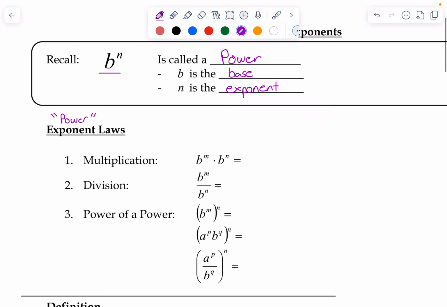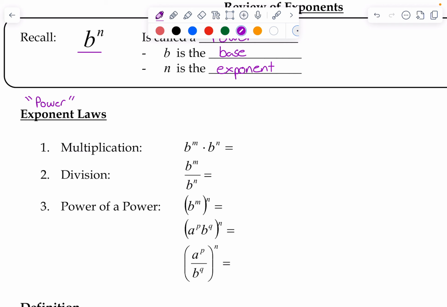Our first law has to do with multiplication of powers. So when you are given b to the m multiplying b to the n, what this says is if these are the same base, in this case they're both b, you can simplify this by writing the base and then adding up the exponents. So in this case it would be m plus n.